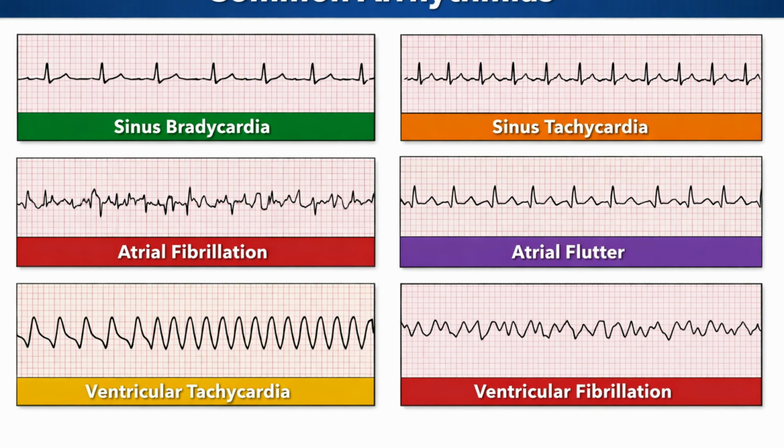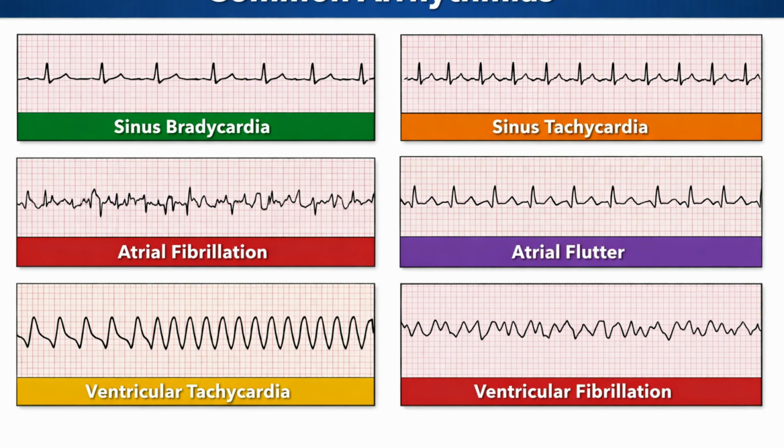4. Atrial flutter. Atrial flutter is a type of supraventricular arrhythmia caused by rapid and regular atrial contractions, typically producing sawtooth-shaped flutter waves on the ECG.